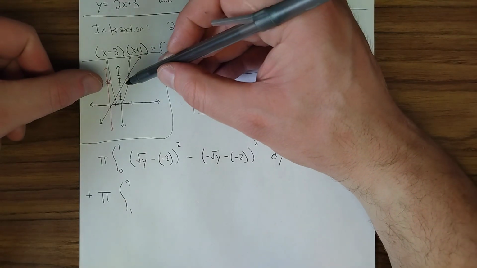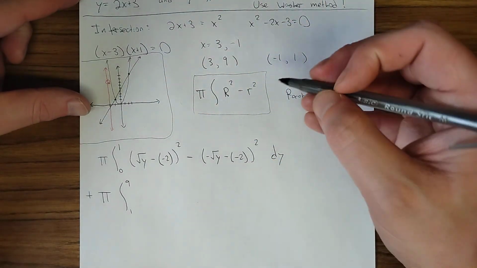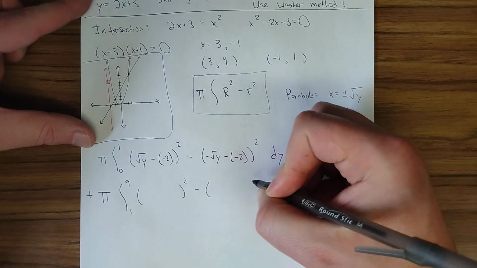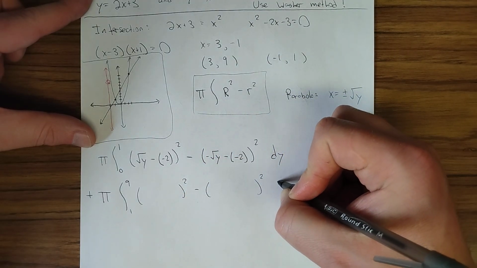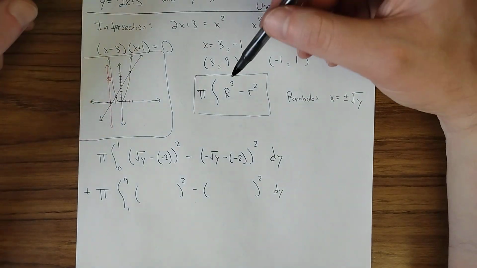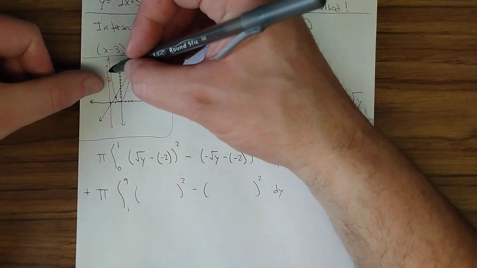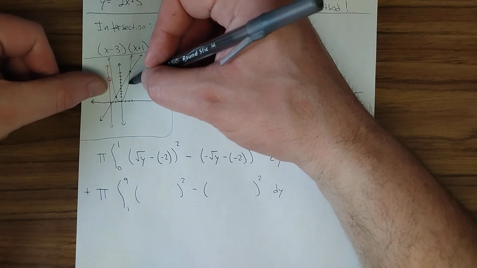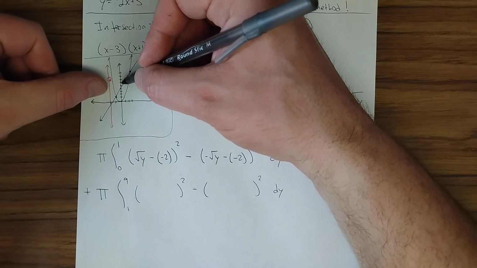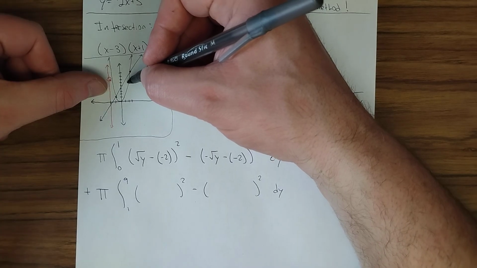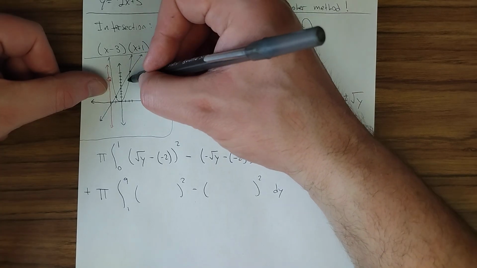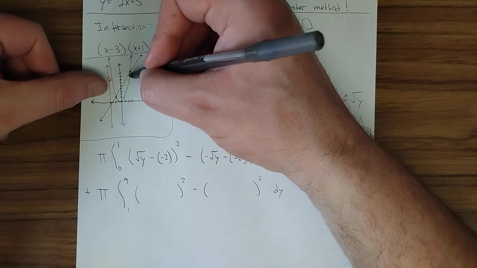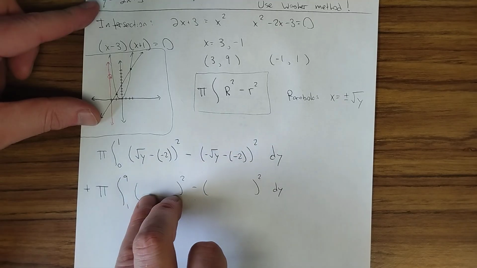Okay, now I'm going to have something squared minus something else squared. So what's my big R? My big R is the distance from the axis of revolution to the far end of my slice, and I'm imagining like a horizontal slice maybe around here. And so the far end is still just the right side of the parabola. So actually big R is going to be the same as it was.